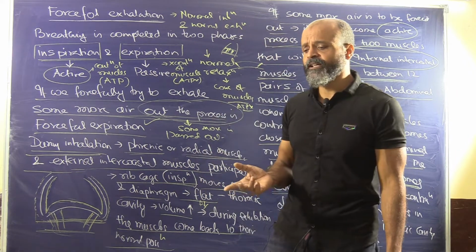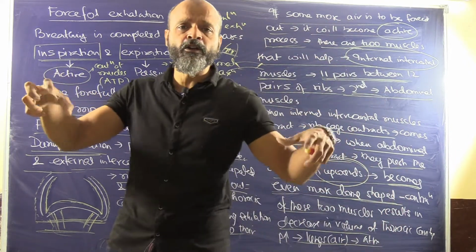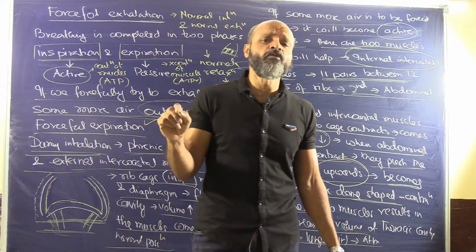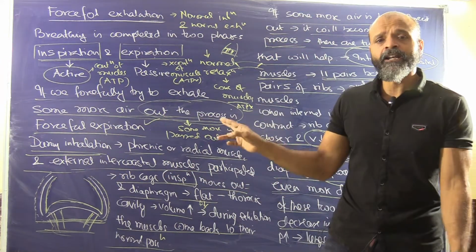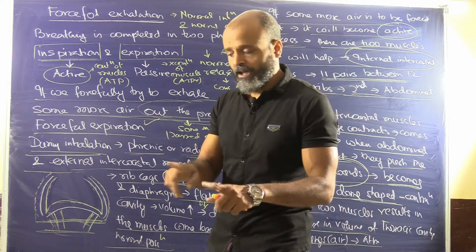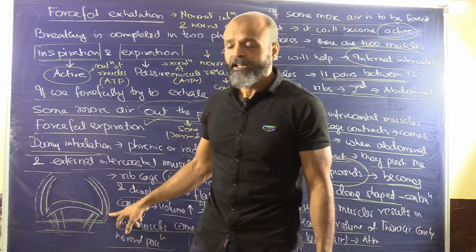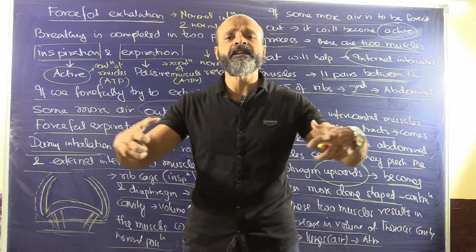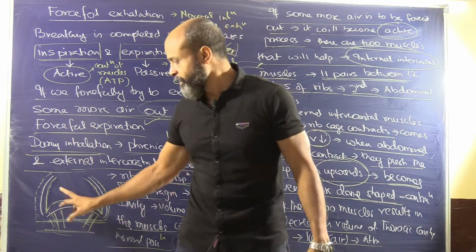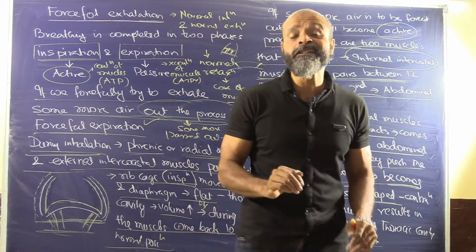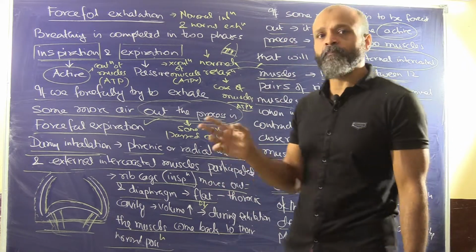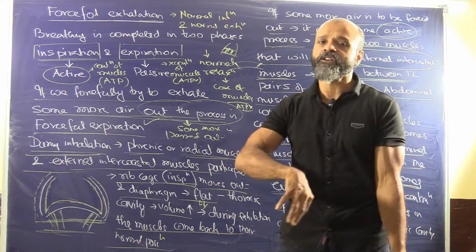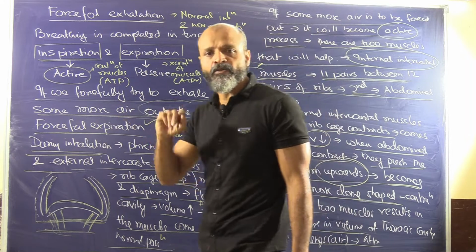And how will this volume decrease? Because it has increased in volume due to the external intercostal and phrenic muscles. Phrenic muscles have contracted, have made the diaphragm flat, and external intercostal muscles have made the rib cage broader. Okay, so the thoracic cavity volume has increased, because of which the pressure will decrease and hence the air will rush in. Okay, that is during inspiration.